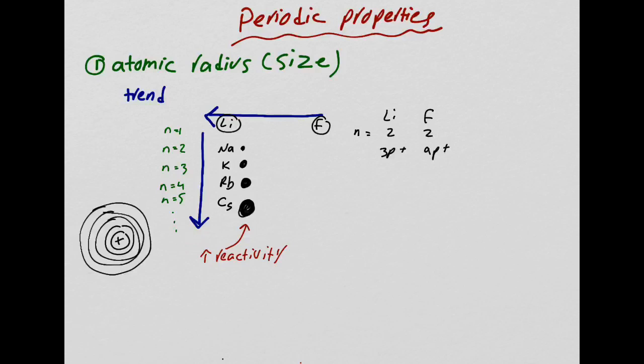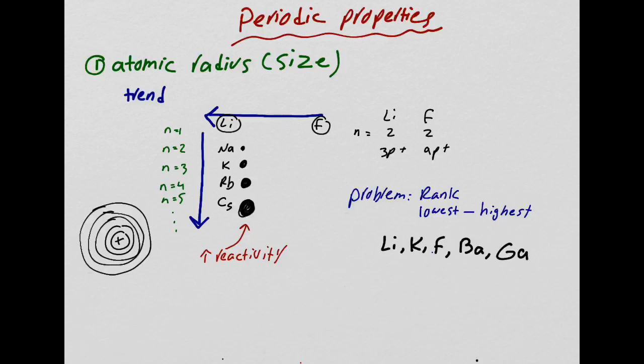Now, let's do a practice problem. You guys ready for the problem? I think you're ready. Here is our practice problem. I want you to rank from lowest to highest atomic radius. Here are the elements you're ranking: lithium, potassium, fluorine, barium, and Ga. How would we rank this?